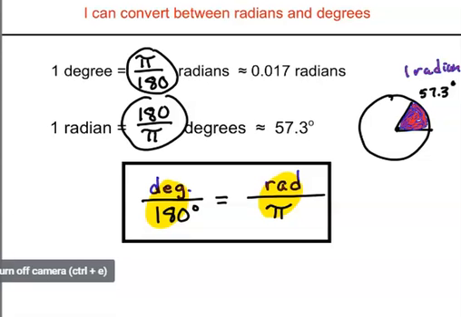Well, remember pi is the same as 3.14. So by the time we get here, there's 3.14 pie chunks. By the time we get all the way around, there's 6.28 of those pie chunks. So 6 full pie chunks plus that 0.28 left over. Okay, this is really what we're going to use here: degrees over 180 equals radians over pi.